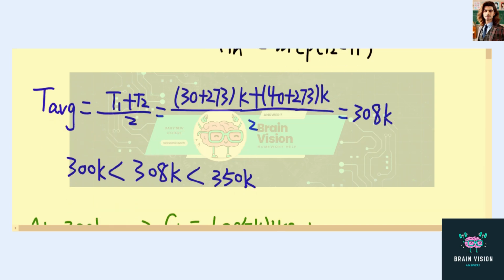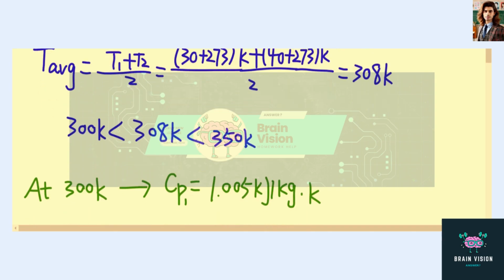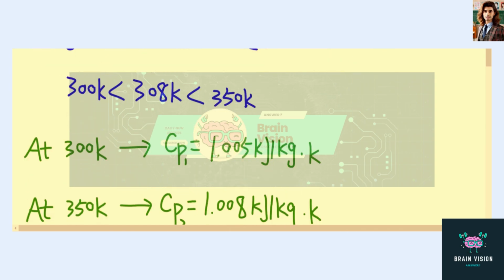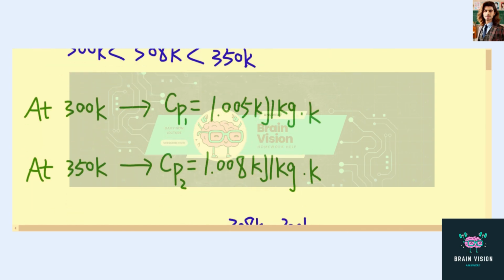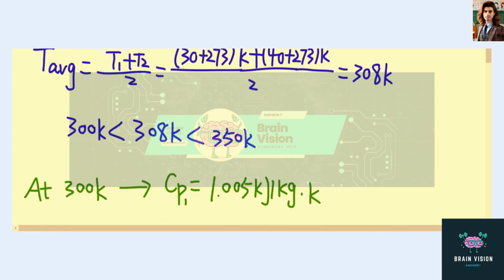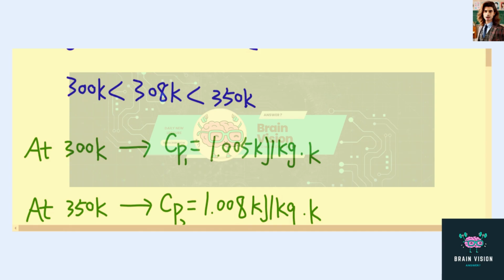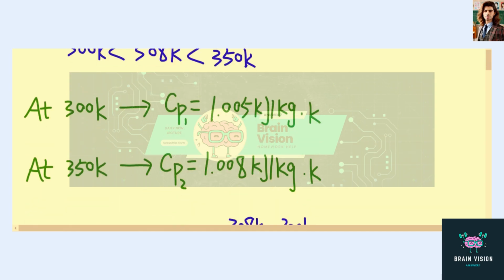So now if we take a look at table A2, which is ideal gas specific heat of various common gases, let's take a look at the air section. As you can tell, 308 Kelvin is lying between 300 Kelvin and 350 Kelvin. So therefore, we know at 300 Kelvin, the corresponding specific heat at constant pressure for the air is 1.005 kJ per kilogram times Kelvin. And then at 350 Kelvin, the corresponding specific heat is 1.008 kJ per kilogram times Kelvin.